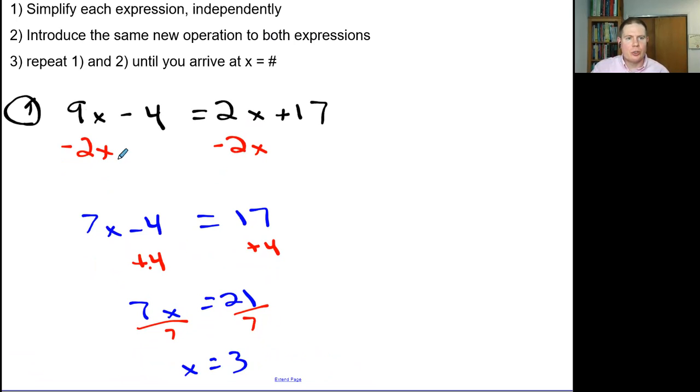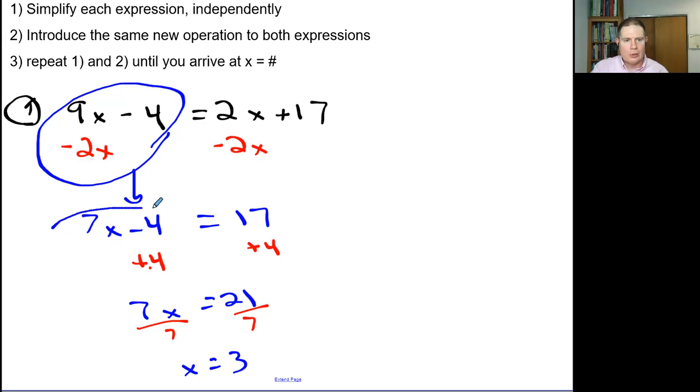I'm introducing a new operation to both expressions. Then I simplify this expression. That gives me 7x minus 4. Then I introduce the plus 4 to both sides. I simplify that expression. It gives me 7x. Then I introduce divided by 7. I simplify that expression. It gives me x. Right? Same thing on the other side.